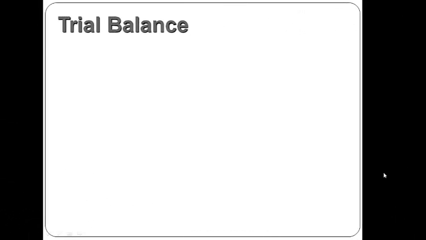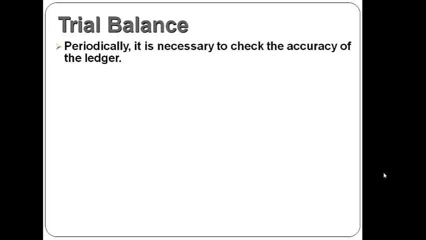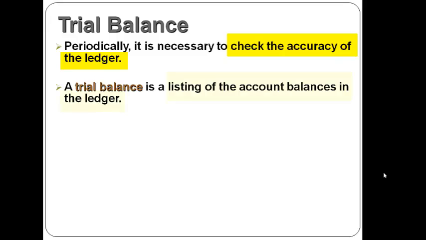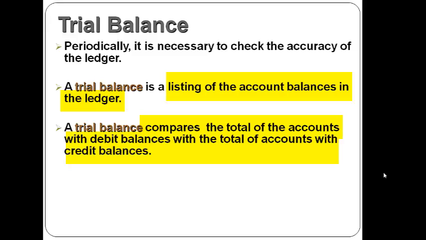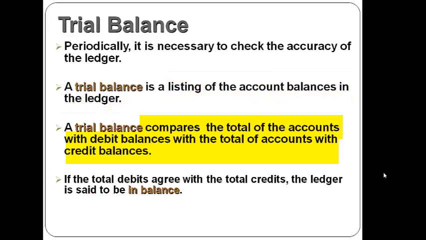Now that we have seen the video, we know that the purpose of the trial balance is to check the accuracy of the ledger. It lists all the account balances in the ledger. It lets us compare the total debit accounts with the total credit accounts. And it lets us check if we're in balance. It lets us see that our credits are equivalent to our debits, and when it is, we know that we are in balance and we're good to move on.